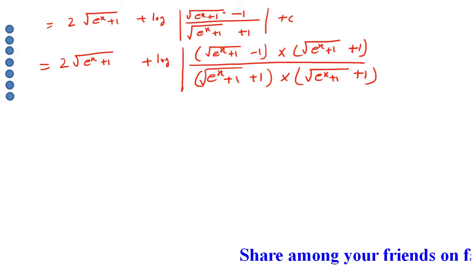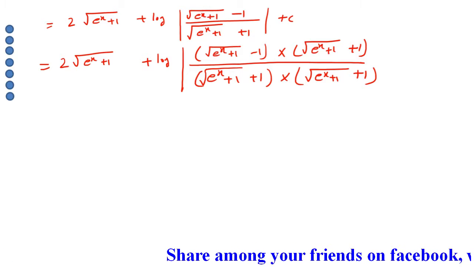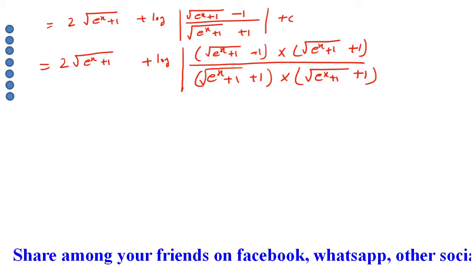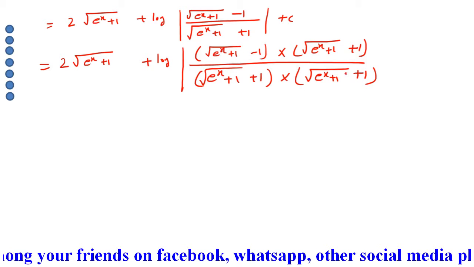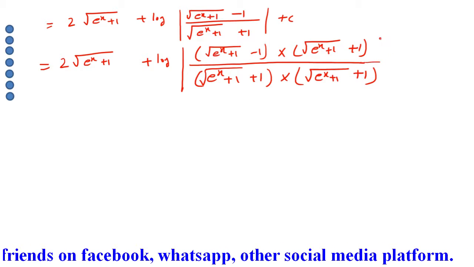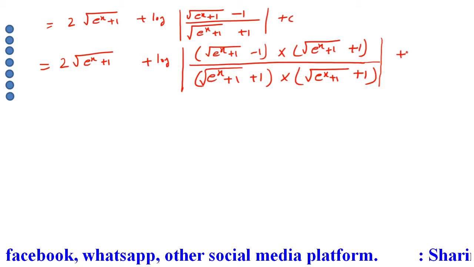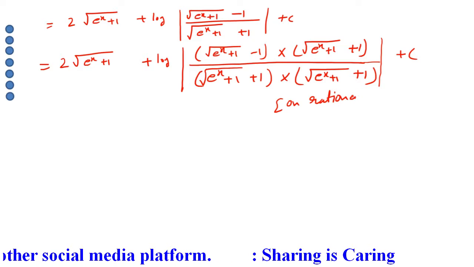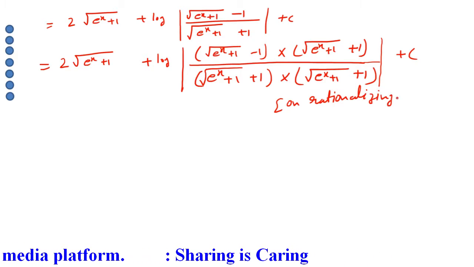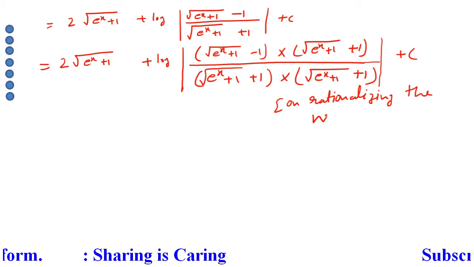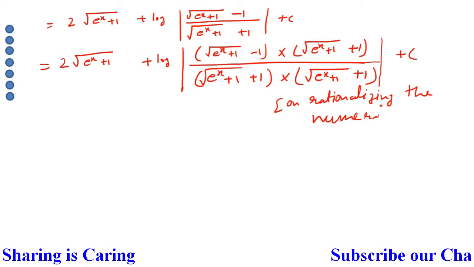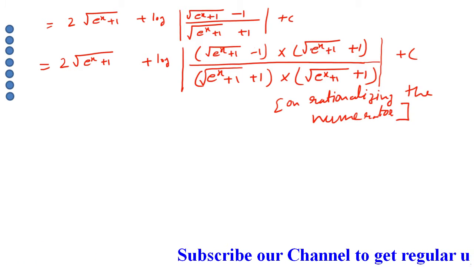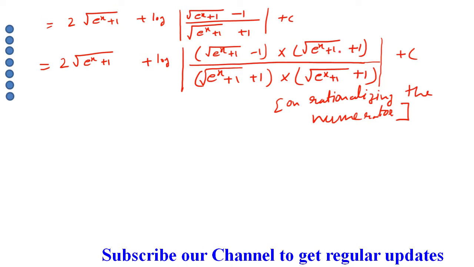So see students, first these two terms, numerator and denominator, I wrote as it is, and whatever we have in the numerator, with opposite sign I took in the middle. Here we have minus sign, so I took plus sign, I multiplied. So this process is named as rationalizing the numerator. So we write here: rationalizing the numerator.